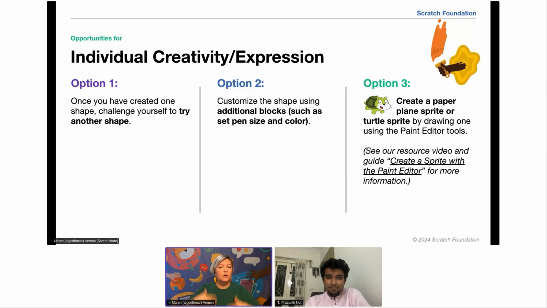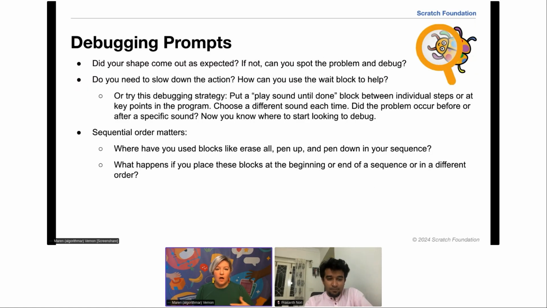So again, try to draw a sprite, try to customize the blocks. And then I'll just quickly show, we will give you these slides, and so you will be able to see these after the presentation. But let's think about what kind of shapes came out. Did it come out as expected? How do you slow down the action, right? That was one of the questions. How can you use a wait block?